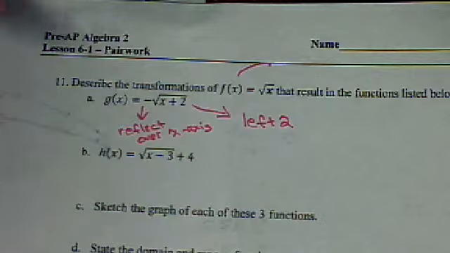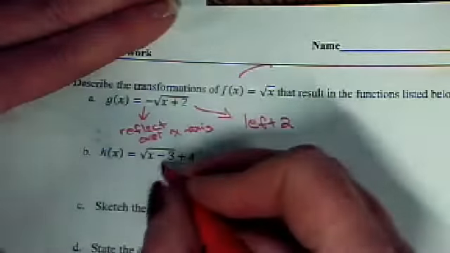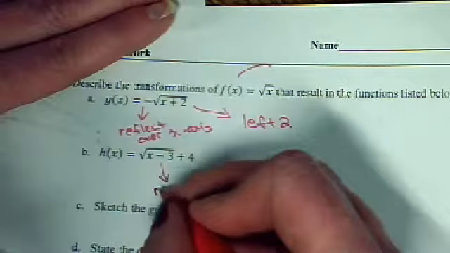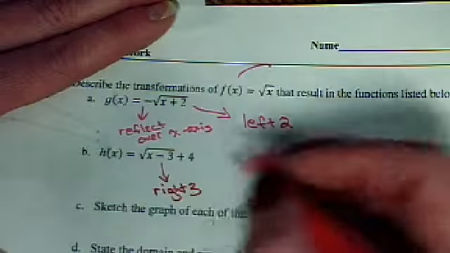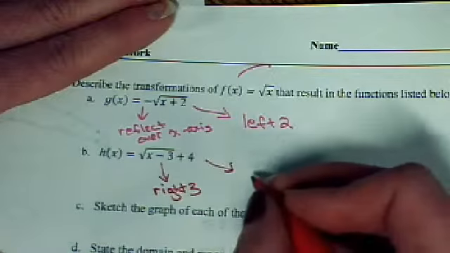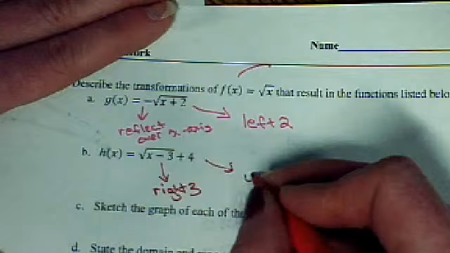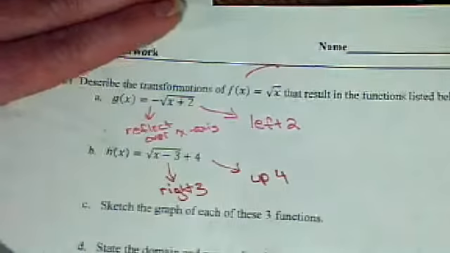Predictions for h of x. h of x is the function square root of x minus 3. So the minus 3 inside is going to go right 3. And the plus 4 on the outside moves it up or down, so plus 4 is going to go up 4.